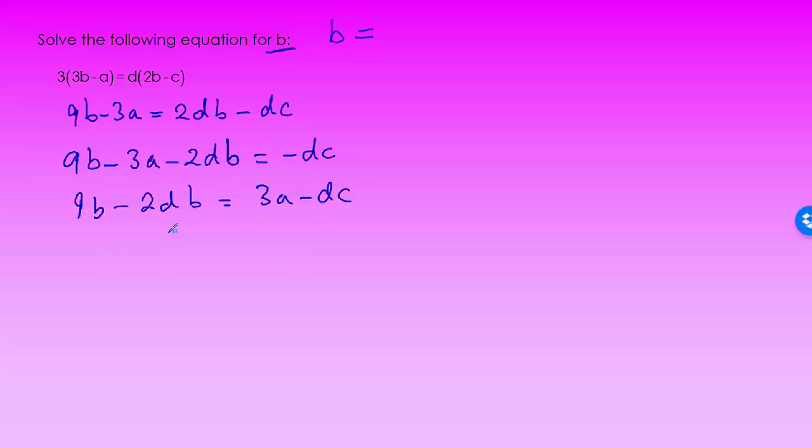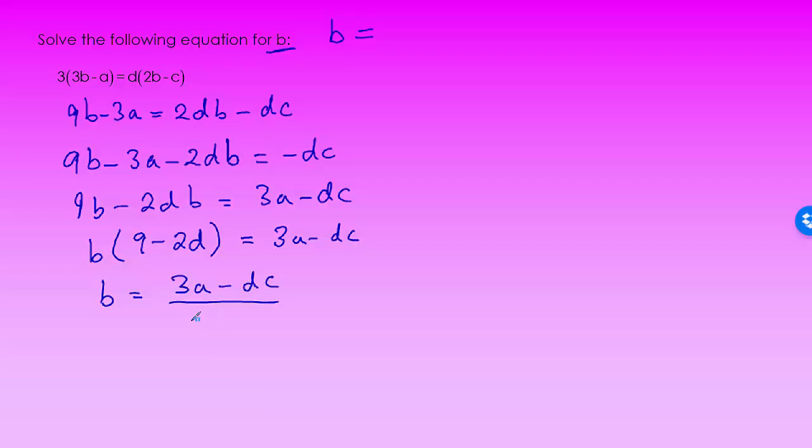Now we can factorize. So if I write down b, I've got 9 minus 2d in a bracket. And then to get b on its own, just divide both sides by 9 minus 2d, and I get b equals 3a minus dc over 9 minus 2d.